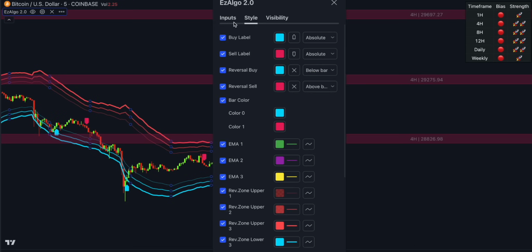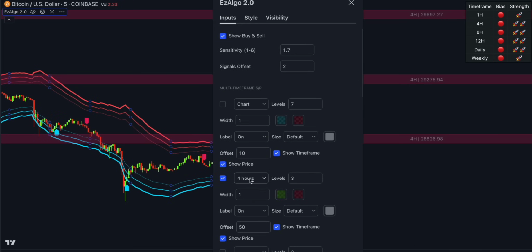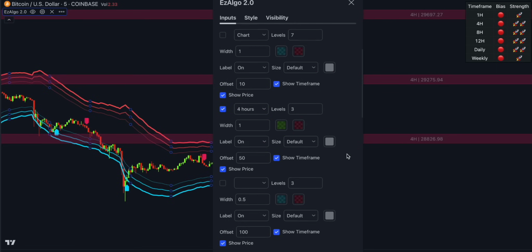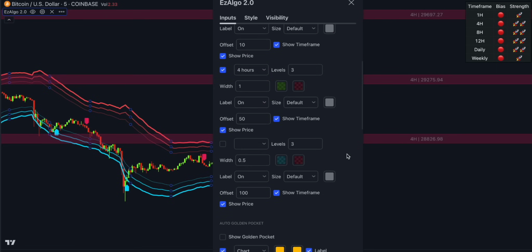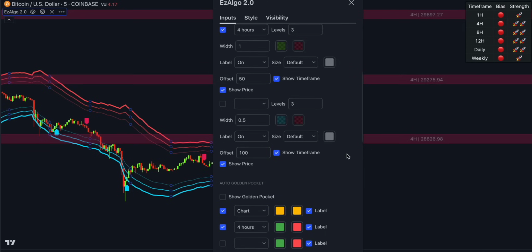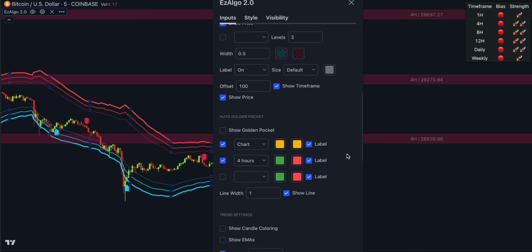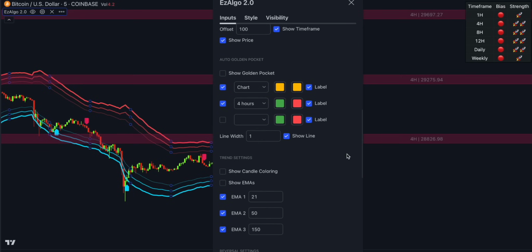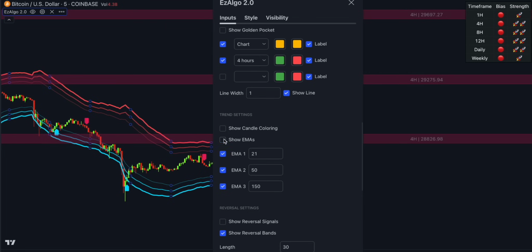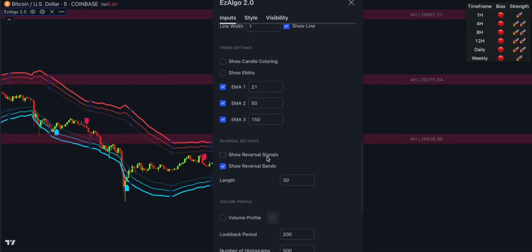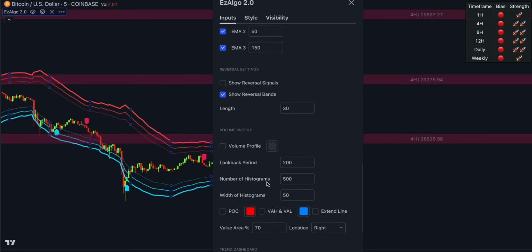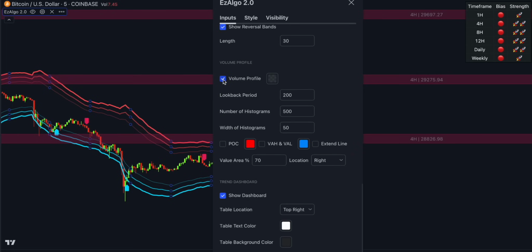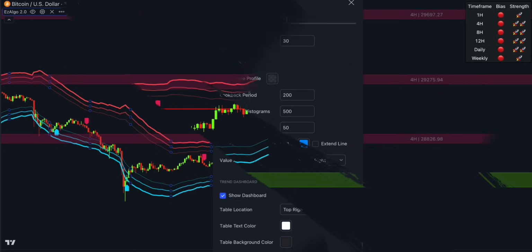The most effective ones are the 4-hour levels. They're usually very hard to break through. But if the price does break above or below them and immediately bounces off, more often than not, it signals a fake breakout. If you don't like trading with support and resistance, you can hide the levels and enable the EMAs, for example. If you don't like EMAs, you can enable the reversal bands and the volume profile. All these setups work very well. The winning ratio of this tool is around 70 to 80% depending on the setup.